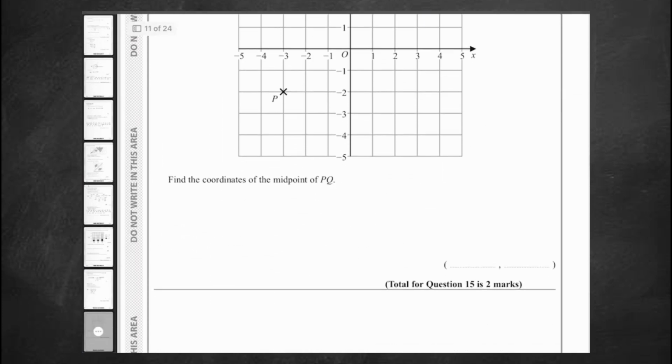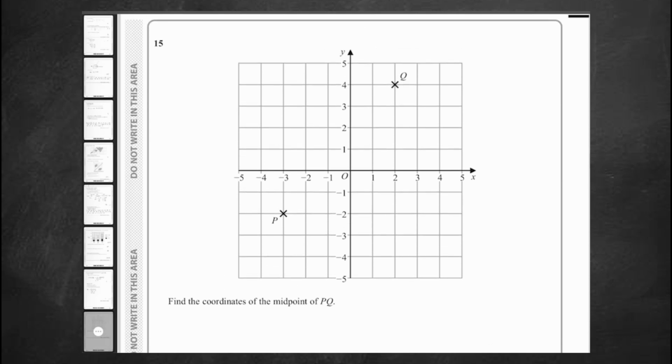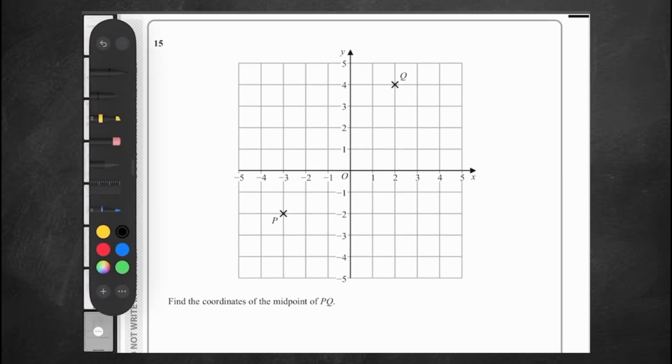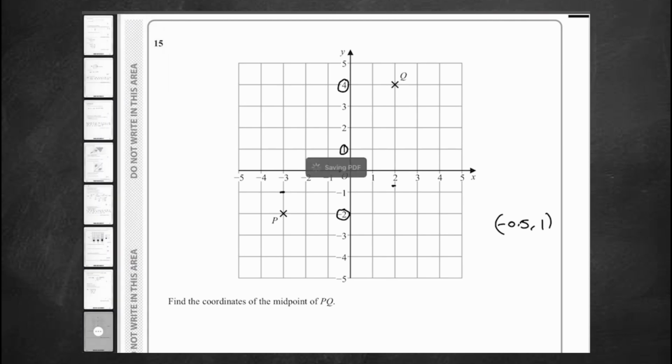Question 15. Find the coordinates of the midpoint of PQ. So the way I would do this is I would look at just the x values first. So we're going from 2 on the x-axis to -3. So the midpoint between those two is going to be just here at -0.5. And then you've got the y element, which is 4 and -2, sorry. And the midpoint of those is going to be 1. So your midpoint is going to be -0.5, 1.